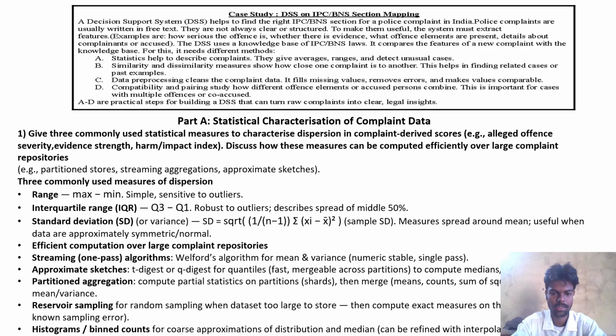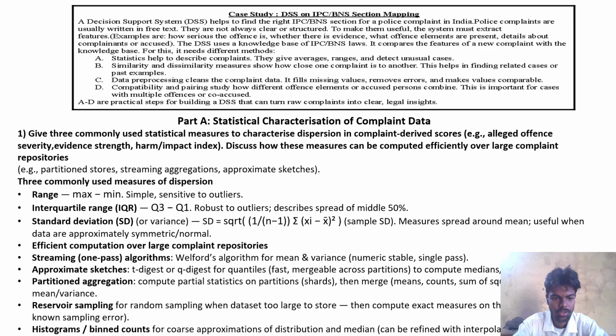We have part A, statistical vectorization of complaint data. First question: give three common uses of statistical methods to characterize complaint drivers and roles. Examples: alleged offense, severity, evidence strength, harm, impact, injustice. How can these measures be computed efficiently over a large complaint repository?